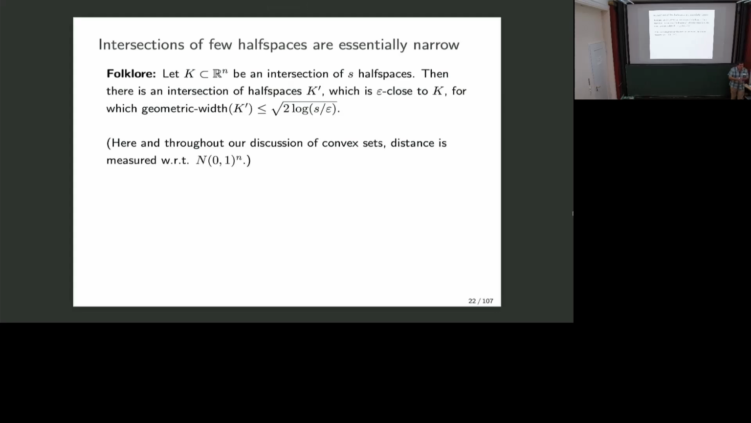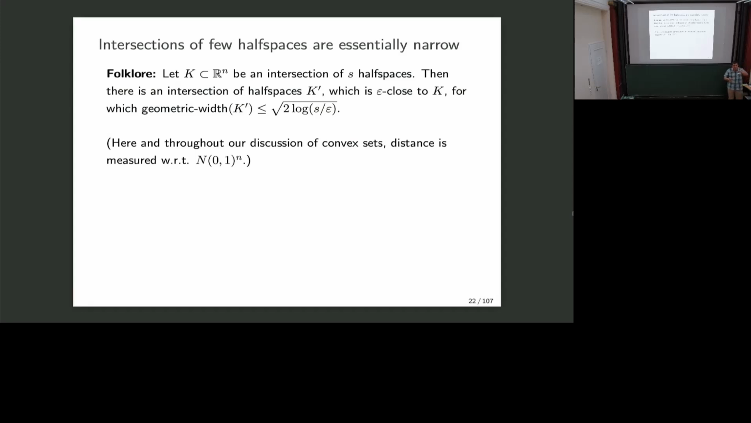Good. So this slide probably won't be much of a surprise. It's an exact Gaussian space analog of the simple folklore Boolean fact that we saw earlier. If we have an intersection of S half spaces, then there's an intersection of fewer half spaces. Like Alexandros said, we just get rid of some of the constraints, which gives an approximator for the original intersection of half spaces, and our approximator has small geometric width. And again, for the rest of the talk, when I talk about approximation, I mean with respect to the standard Gaussian distribution.